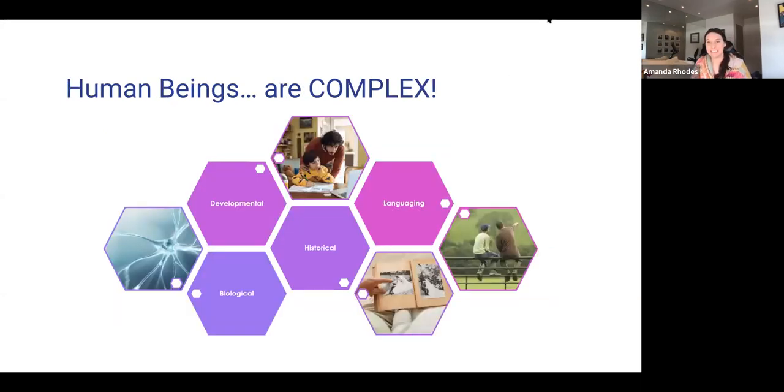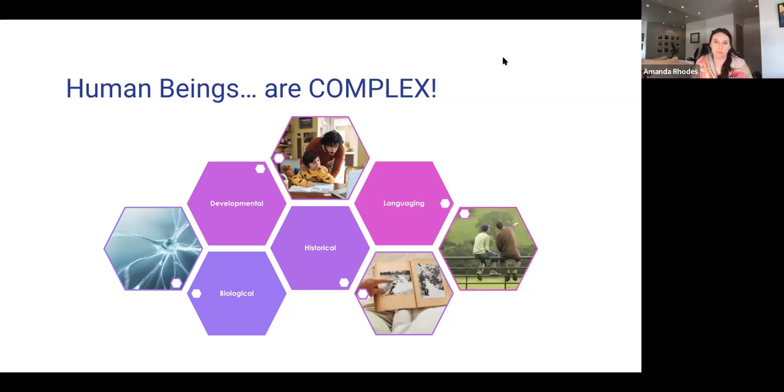I want to highlight here that human beings are very complex, right? So they are biological, yes, we are biological. And we're also developmental, which means we learn, right? We experience growth. We are historical, meaning we have stories, and we language, and we're going to talk a little bit more about languaging later, but the way in which we describe our experience cognitively impacts and is related to how we develop and how we feel throughout the world.